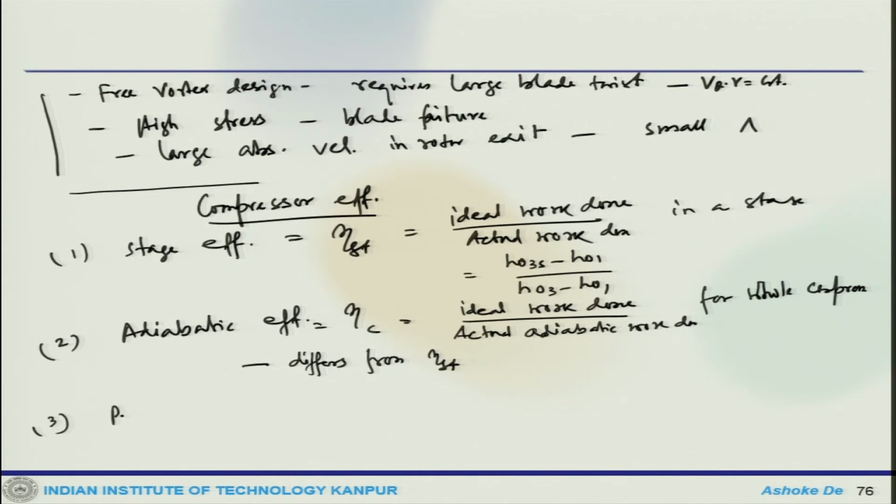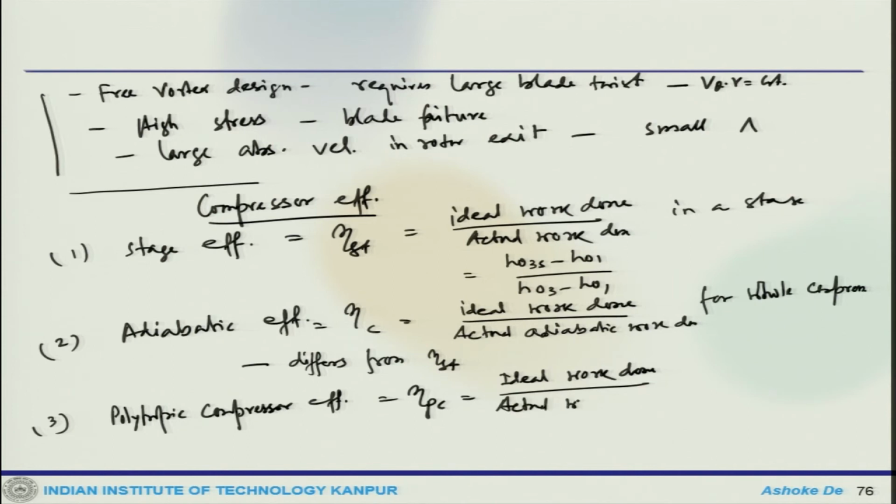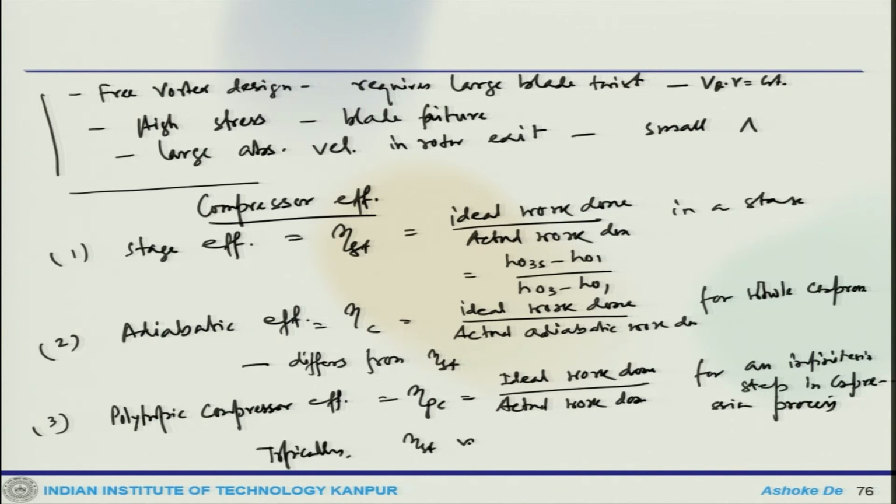Third could be the polytropic compressor efficiency, which is eta p c, that means ideal work done divided by actual work done for an infinitesimal step in the compression process. So, this is typically your stage efficiency, may be with the polytropic efficiency. So, we can always find out a relationship between eta p c and eta c.